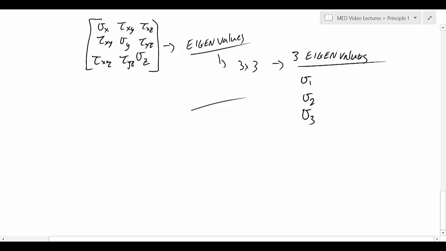They won't be oriented necessarily when you solve it as sigma 1, sigma 2, sigma 3. Again, we'll just want to make sure that sigma 1 is greater than sigma 2, which is greater than sigma 3. Well, that'll about do it for this video.